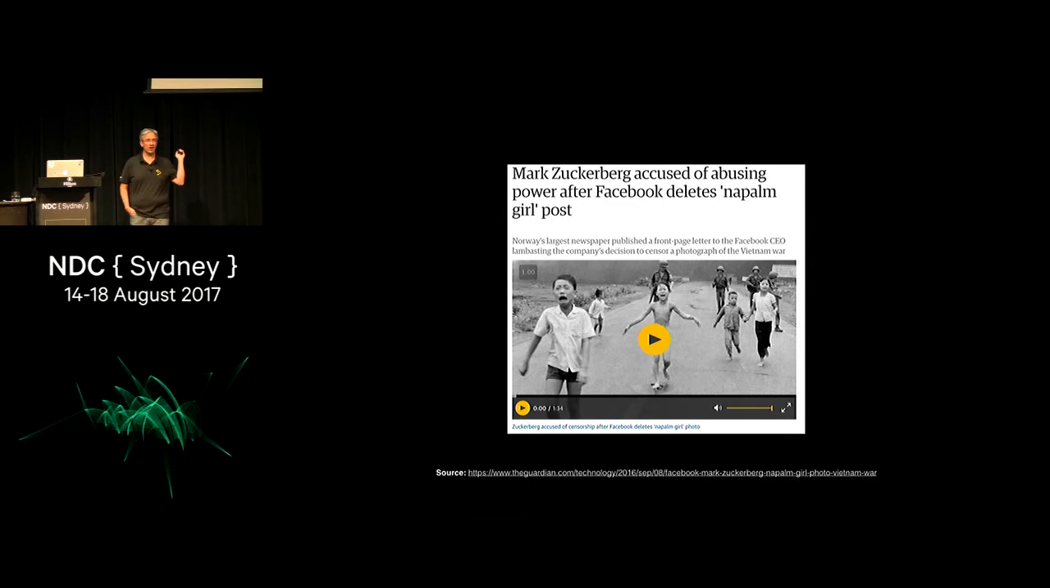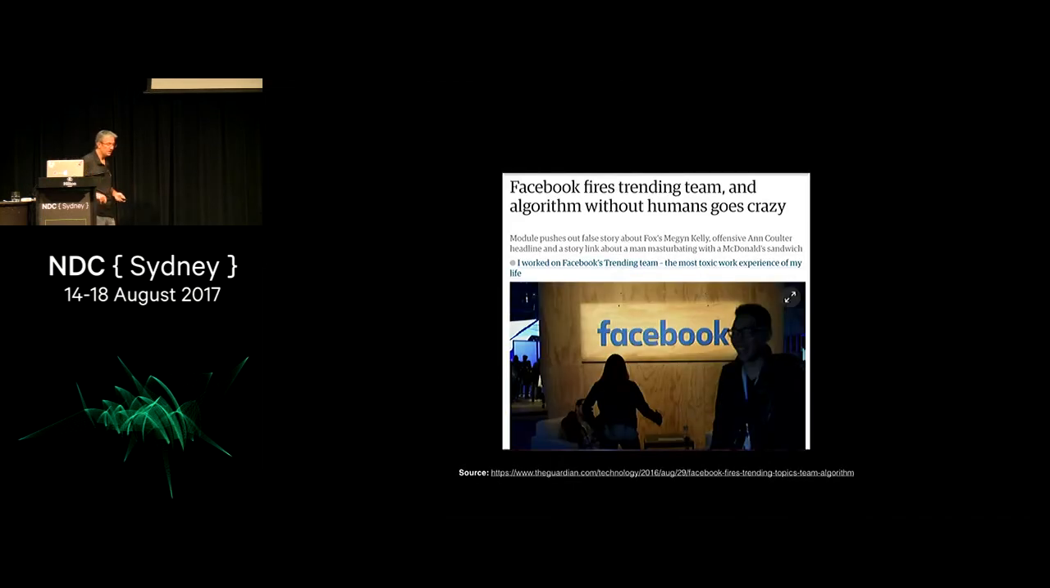I'm sure you're all aware of this one. Mark Zuckerberg accused of abusing power of Facebook after he deletes napalm girl post. Well, it was a girl naked, right? Little girl naked. We can't have the world see that. Do you know why you heard about this? Because some newspaper in Norway made a big deal about it, and they put it back, and they said, we apologize. Right? It was artificial intelligence that did this. And then Facebook apparently fired the trending team and the algorithm without humans went crazy.